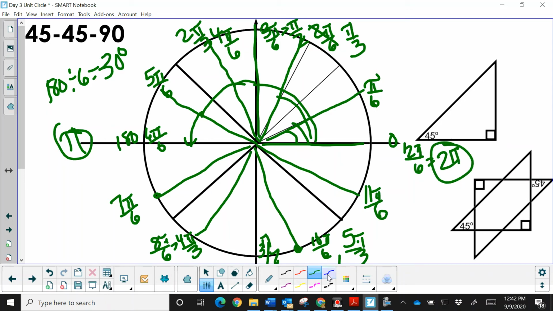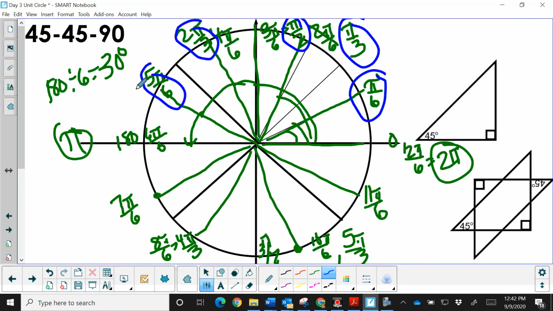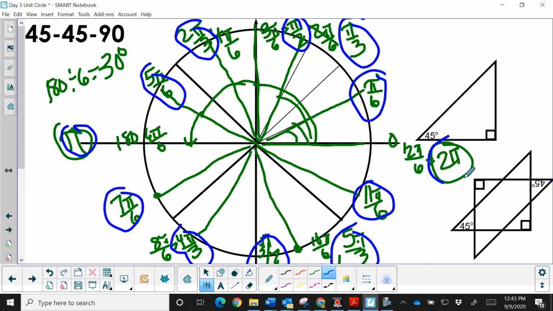So let's highlight pi over 6, pi thirds, pi halves, 2 pi thirds, 5 pi over 6, pi, 7 pi over 6, 4 pi thirds, 3 pi halves, 5 pi thirds, 11 pi over 6, and 2 pi. Now we're going to memorize all this, okay?